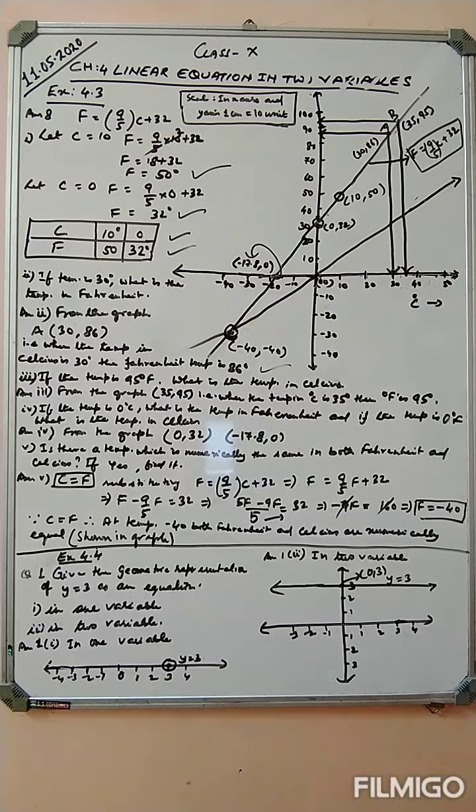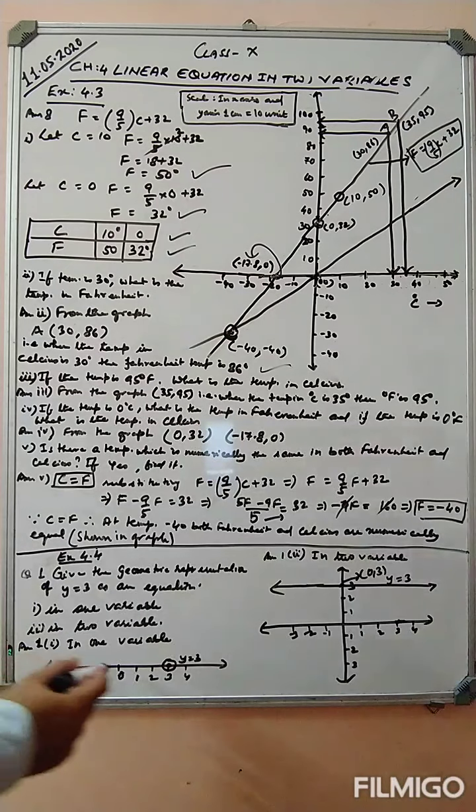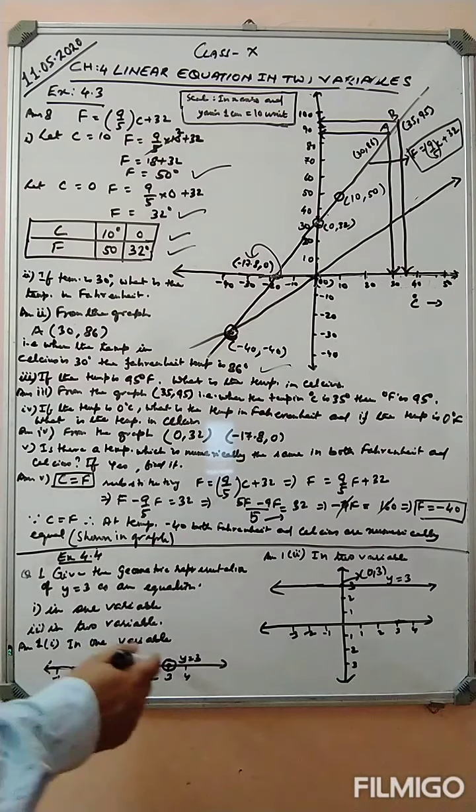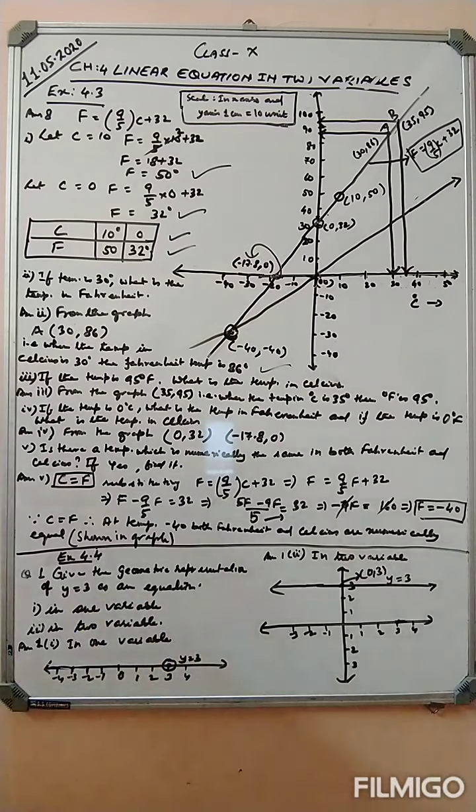Give the geometric representation of y = 3 as an equation in one variable and in two variables. One variable means just on a number line you can represent. So it is y = 3. So this is the number line 0, 1, 2, 3, 4. This is the positive side and this is the negative side. Just find where the 3 is, put a dot and write it as y = 3.